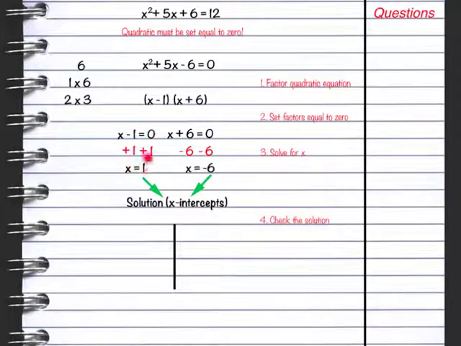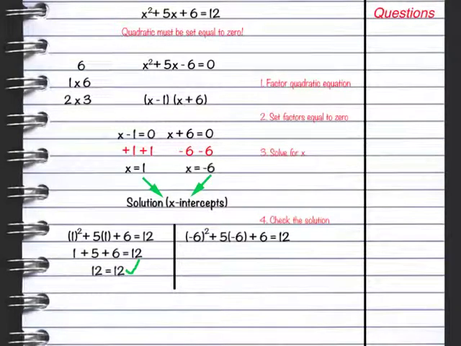So I'm going to go ahead and take 1, and I'm going to plug it back into the original equation, and then I simplify. And I get 12 equals 12, which proves true. Next, I go ahead and plug in my negative 6, using those parentheses to avoid possible errors or mistakes, and I simplify. And I get 12 equals 12, which also proves true. Go ahead and take a moment, pause, copy before continuing on.